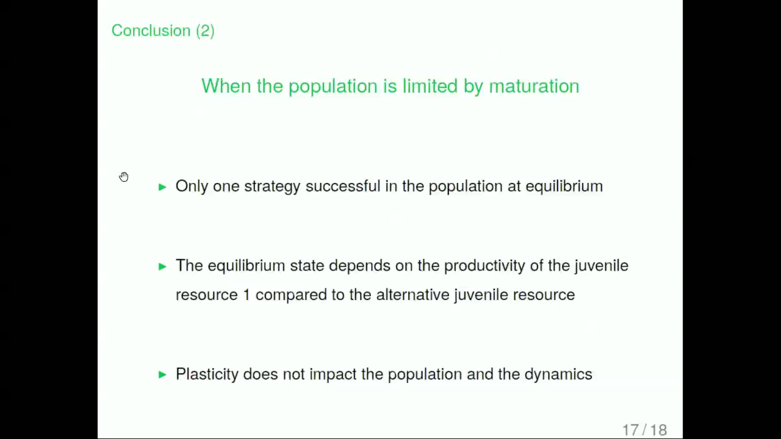When the population is limited by maturation, only one strategy is successful in the population at equilibrium, and the equilibrium state depends on the productivity of the first juvenile resource, compared to the alternative juvenile resource. And the plasticity does not affect this population composition and dynamic.